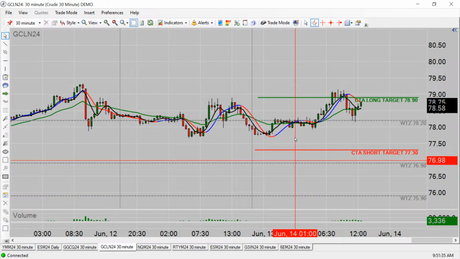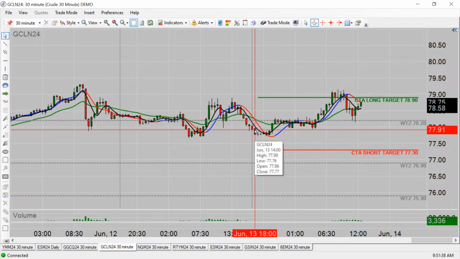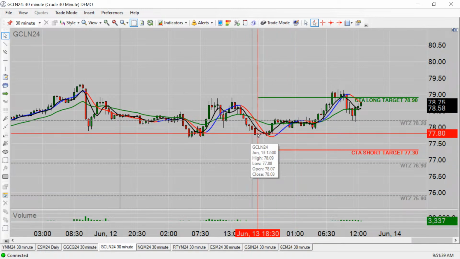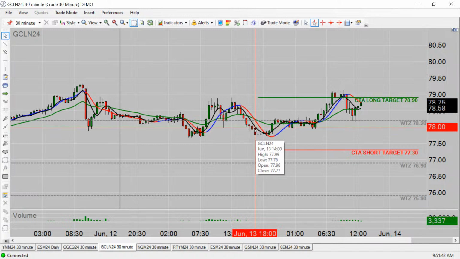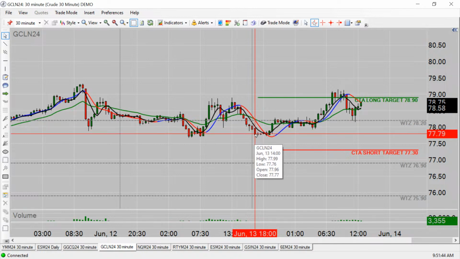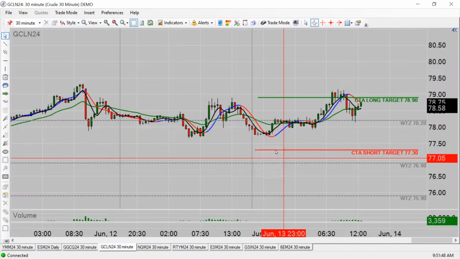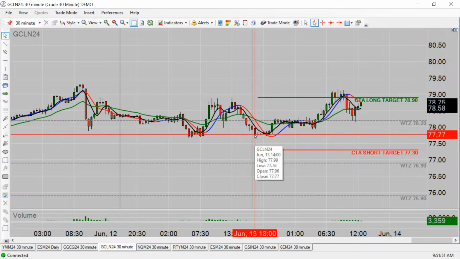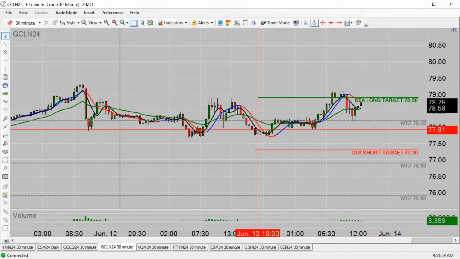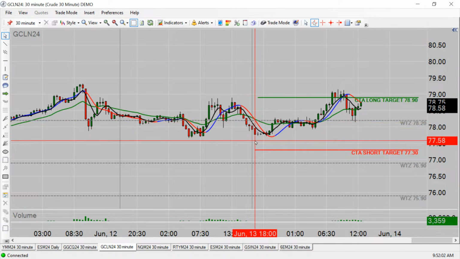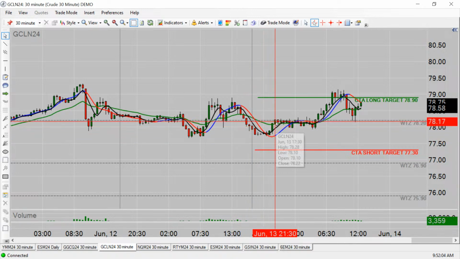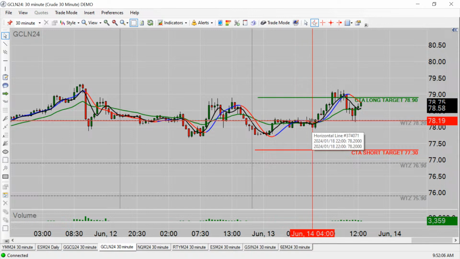Crude oil. This was the open last night. It was 5 minutes into the life of this candle that the CTAs came out, but we didn't get to the short target. But this candle right here opened at 77.96 and dropped to 76. That's a $200 per contract candle. Then price pulled up to the zone, consolidated for quite a few hours.